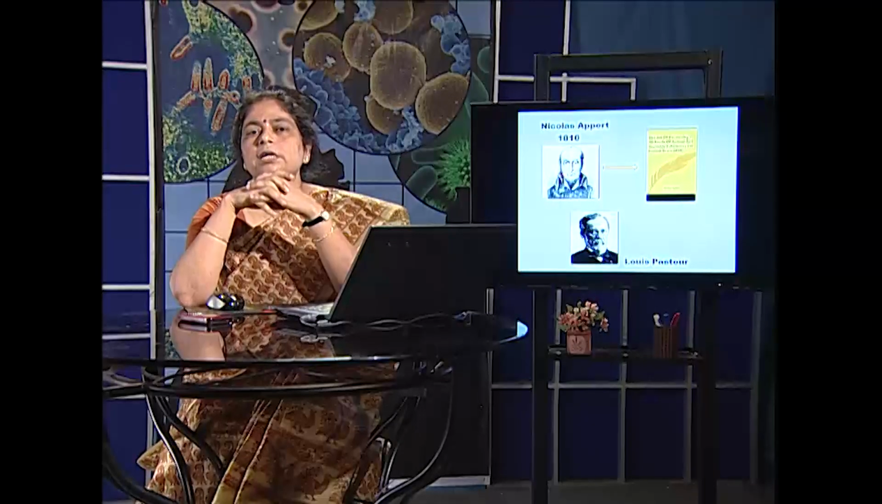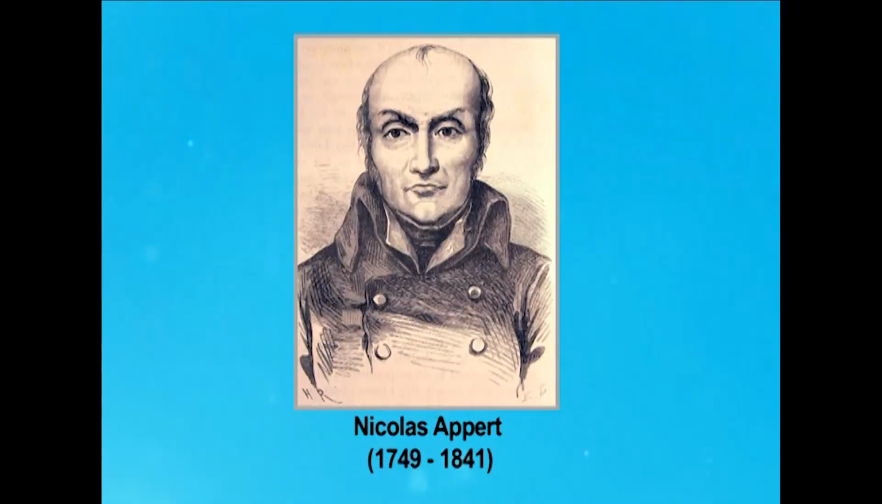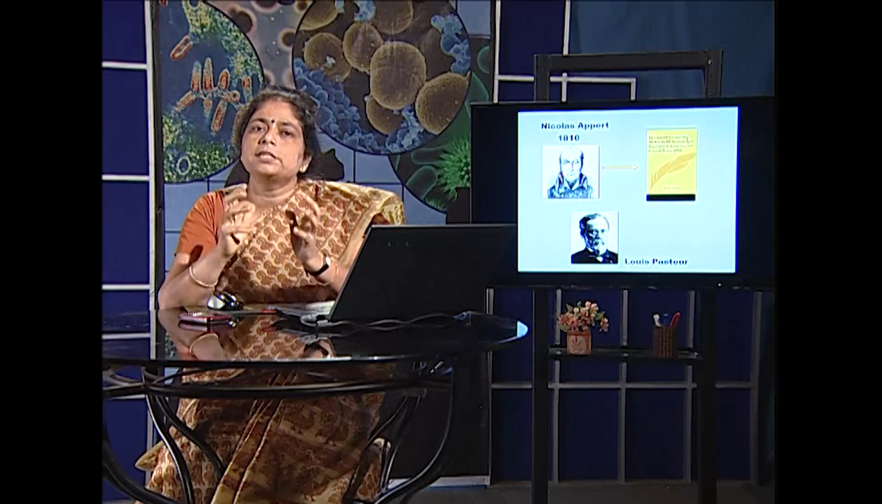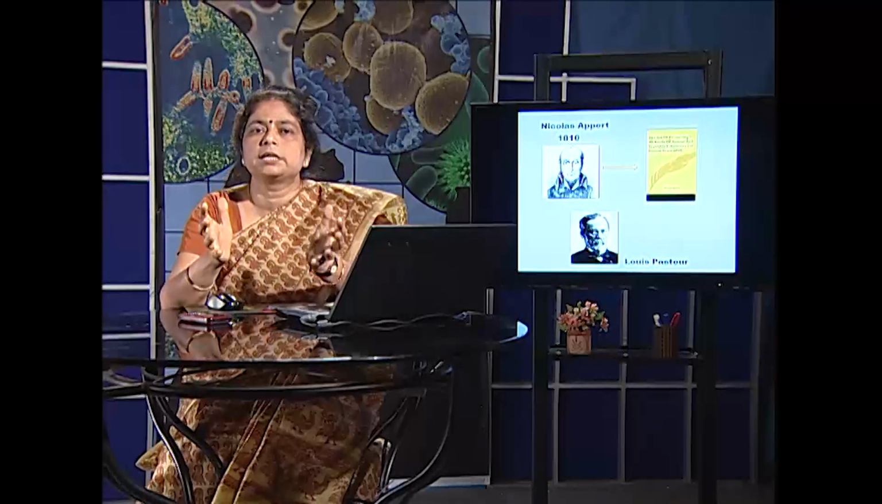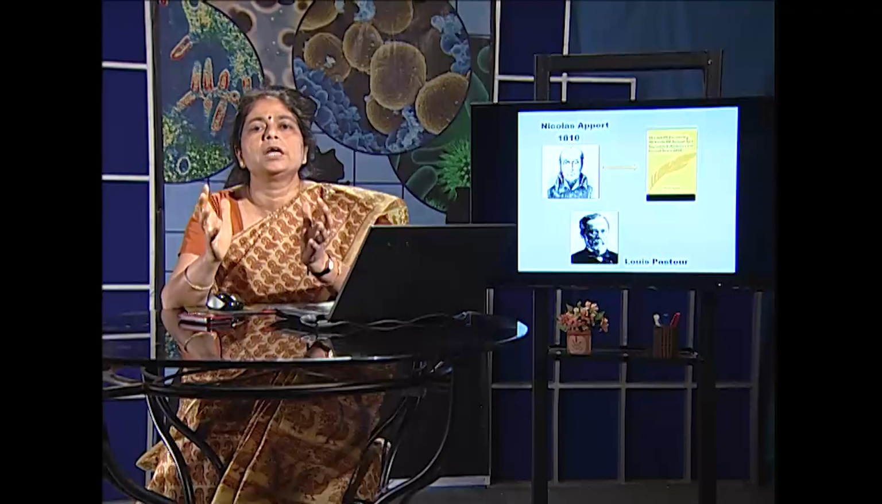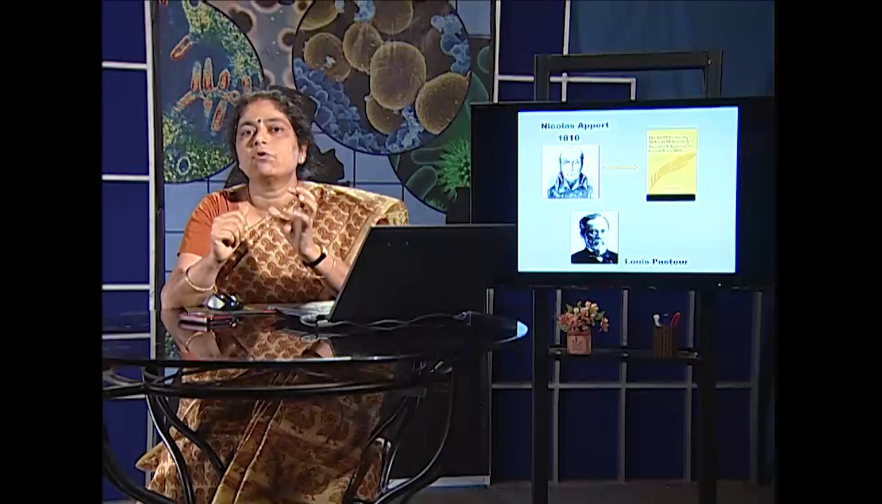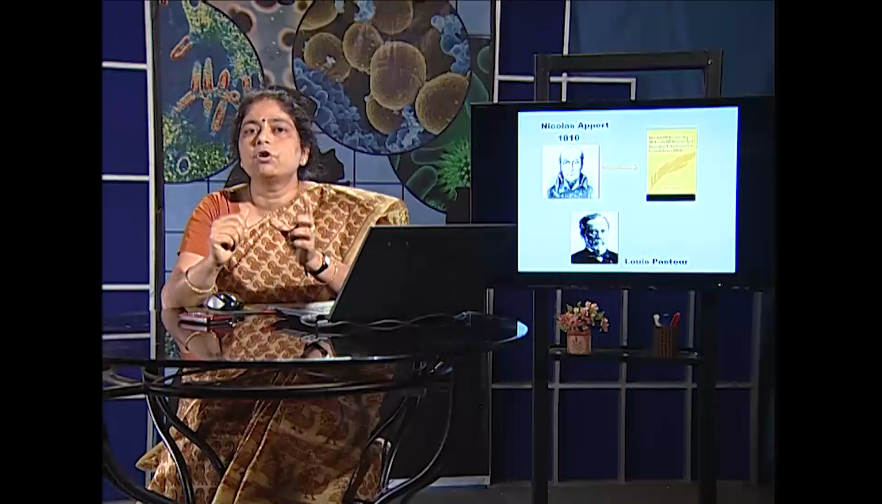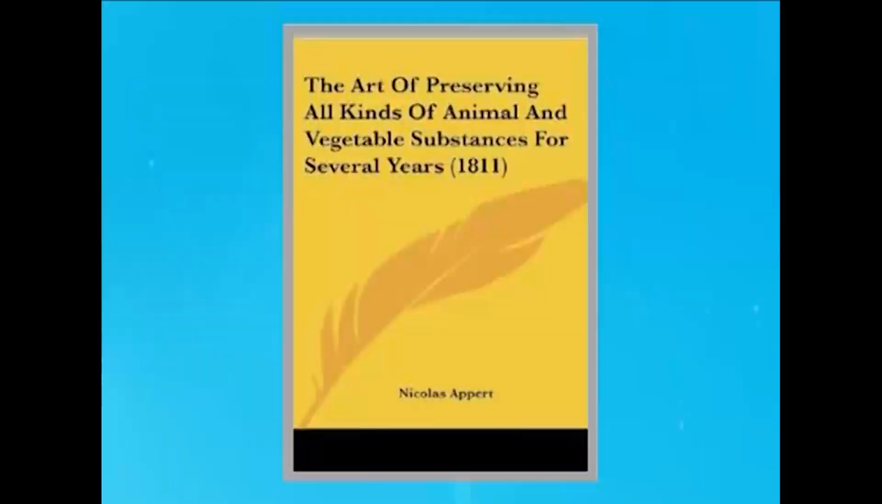After this announcement, a lot of scientists worked on food preservation, but the man who really got this award was Nicolas Appert, in 1810. Nicolas Appert was experimenting with many food items and tried to preserve them with the help of heat treatment. He gave all his experiments in the form of a book called The Art of Preserving All Kinds of Animal and Vegetable Substances for Several Years, published in the year 1811.